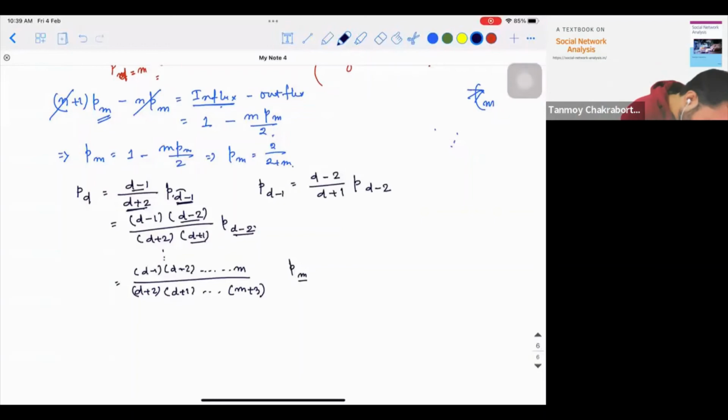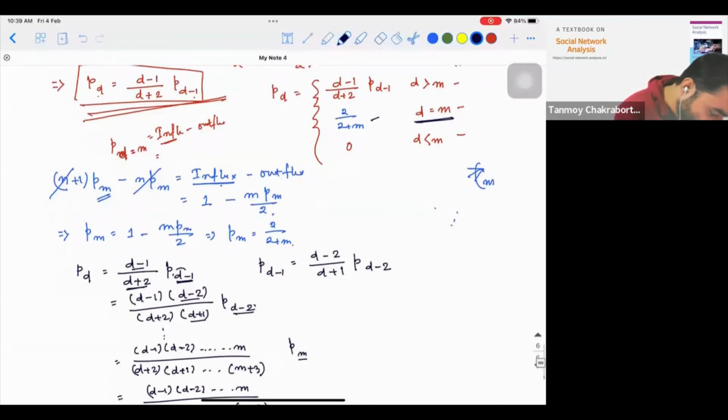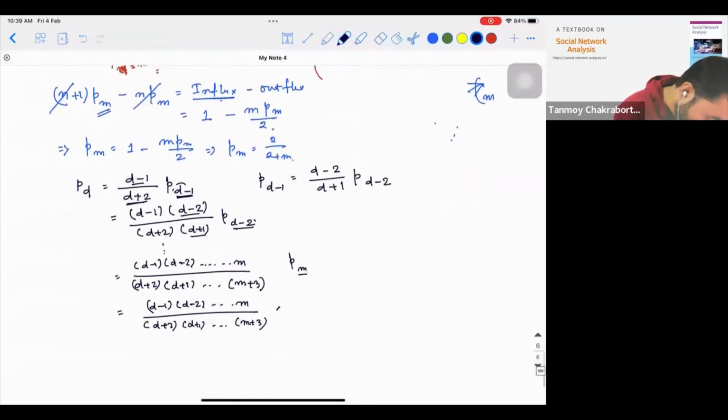Okay, so d minus 1, d minus 2, dot dot dot, m, over d plus 2, d plus 1, dot dot dot, m plus 3. Now P(m) equals 2 by m plus 2, right? So this is the equation now.